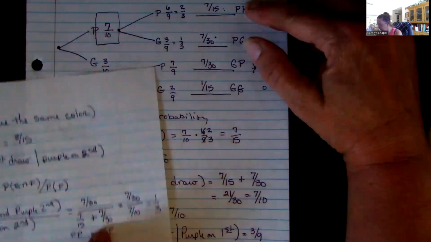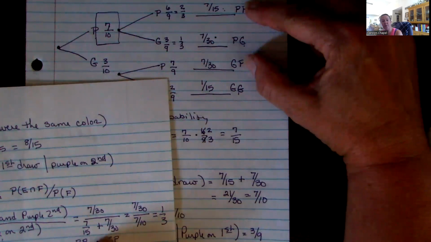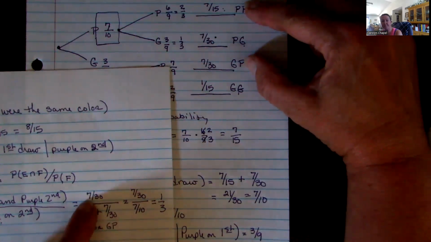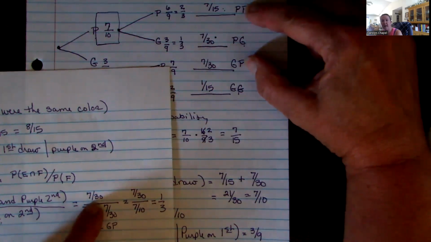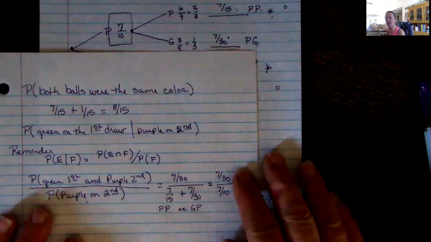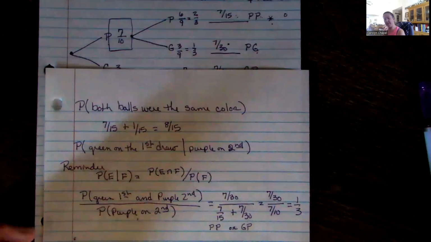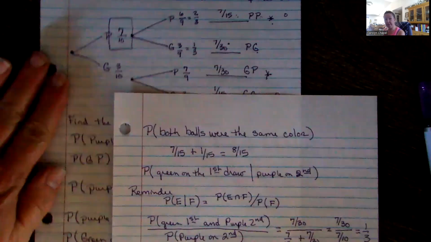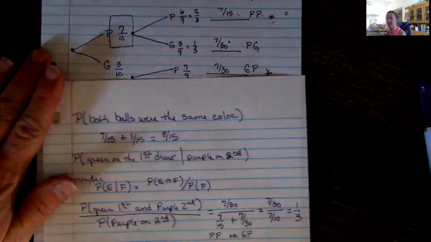I want green on the first. That's the one I was looking for. So that's why that is my top number. So 7 out of the 30, and dividing it by the addition of those two pieces together. Hopefully this helps a little bit understanding that conditional probability. Also, how we can use tree diagrams to help us out.